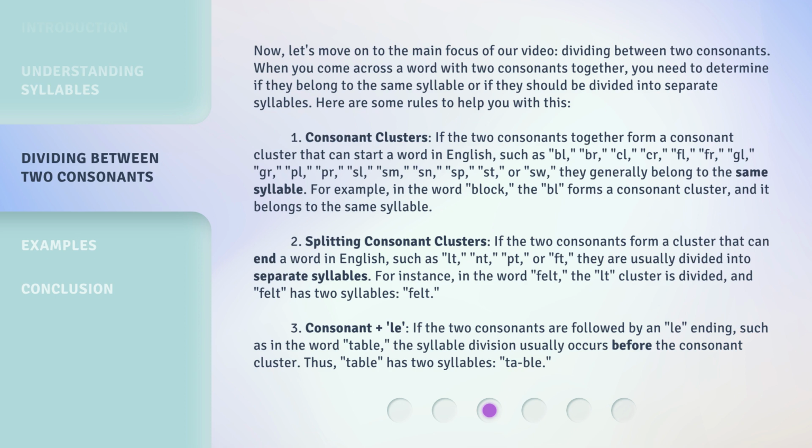3. Consonant plus L. If the two consonants are followed by an L ending, such as in the word table, the syllable division usually occurs before the consonant cluster. Thus, table has two syllables. Ta-ble.